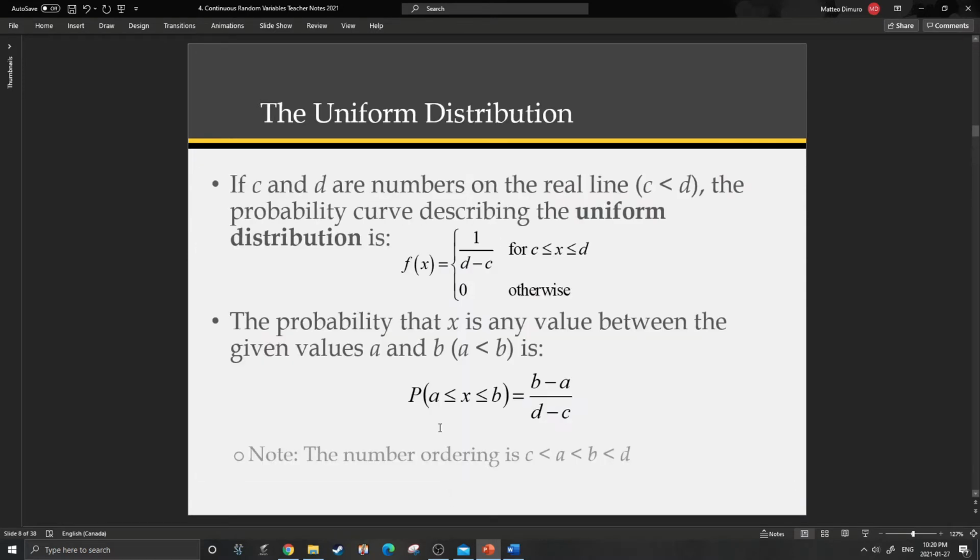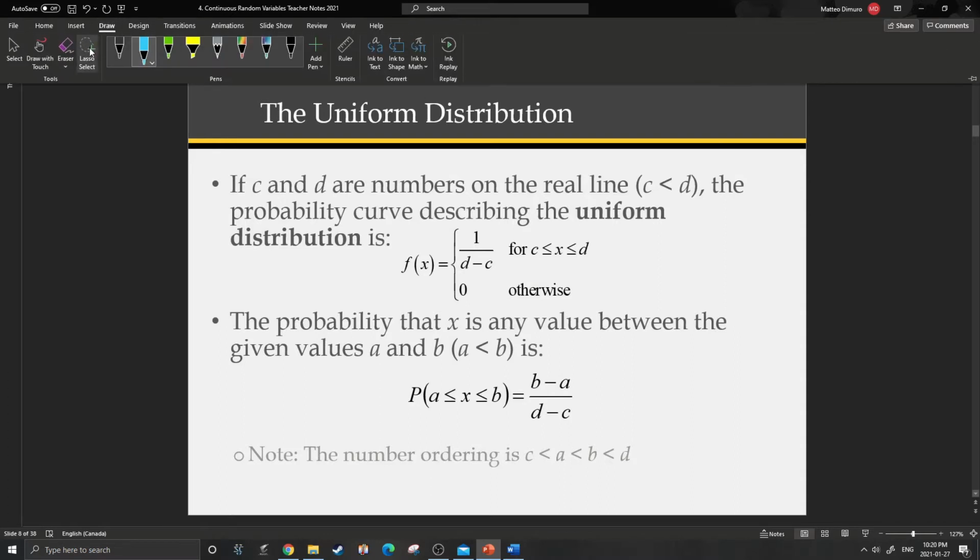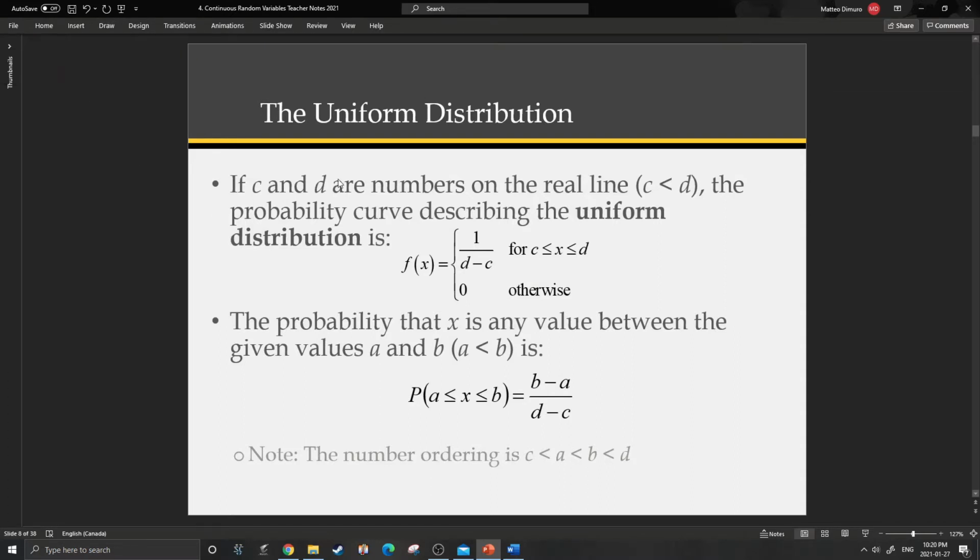So, a little bit about the formulas for a rectangular distribution. If C and D are numbers on the real line, that's just saying like the real number line, so it can be continuous. So it could be numbers like 1.2 or 1 or 2, whatever. C being less than D, so just saying C smaller than D. The probability curve describing the uniform distribution is this one right here. Now, this will be, I believe, on your formula sheet.